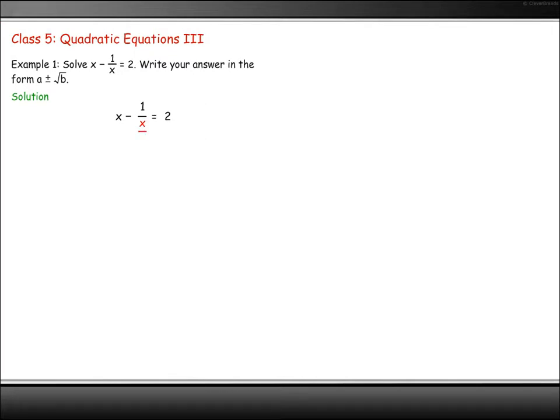Multiply each term by x to get rid of fractions, giving x squared minus 1 is equal to 2x. Bring all terms to the left-hand side. Write down the coefficients a, b and c.